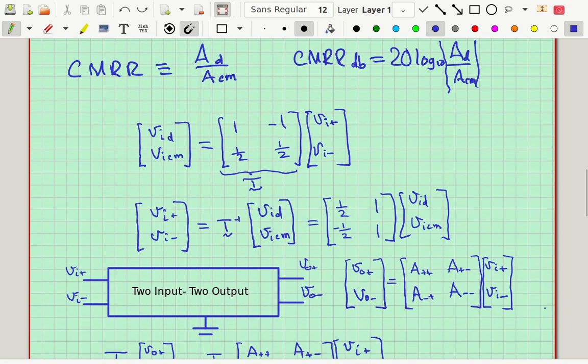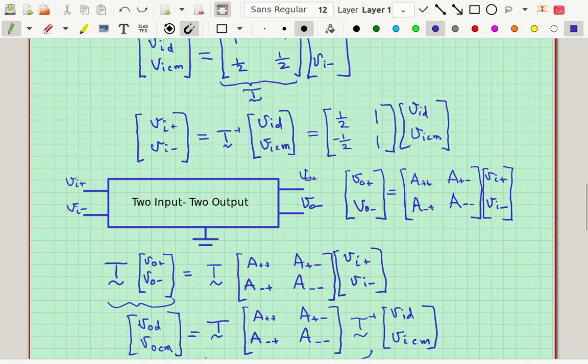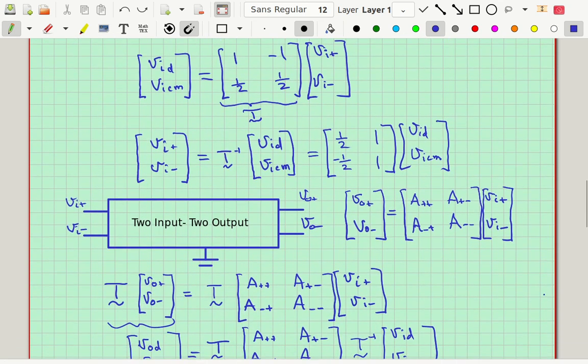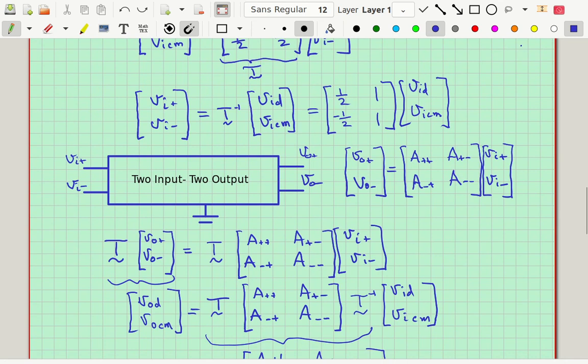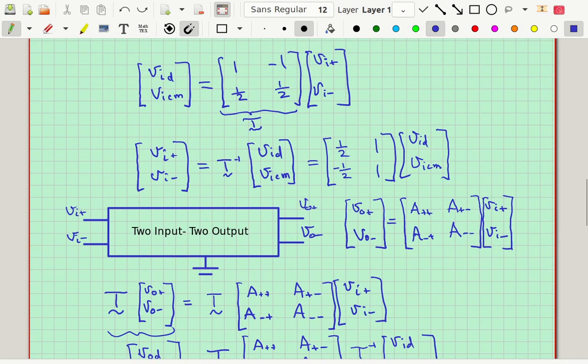So notice we have a new system here, which is 2 inputs and 2 outputs. Instead of having a single output like over here, we now have 2 outputs. So the output is a 2 by 1 instead of a 1 by 1 matrix. And so we have a 2 by 1 coming in and a 2 by 2 transfer matrix that basically is your gain matrix to give you the output. This is the 2 by 2 transfer matrix right here, just above that.